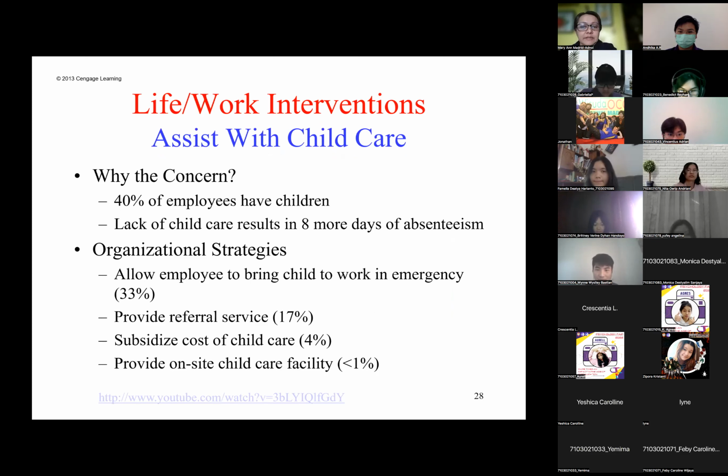Look at this slide. Here you have something about the workplace, other interventions concerning assisting with childcare and elder care, as they are sources of concern for employees. So one of the interventions to deal with occupational stress would be to make programs to assist with childcare and elder care. Why the concern? Studies show that 40% of employees have children, and when they take care of their child, they miss about 8 days in a month because of giving attention to childcare.